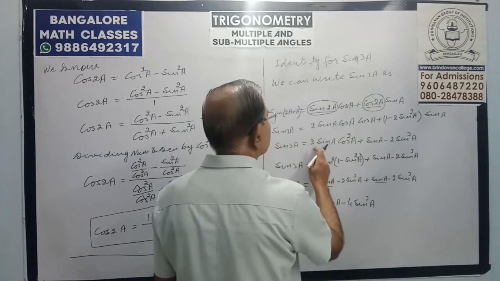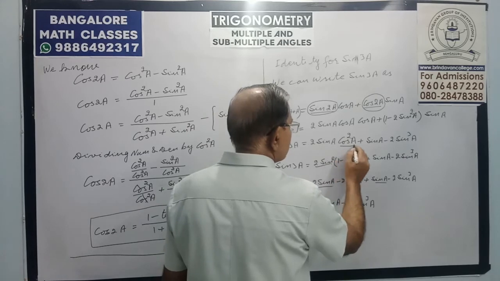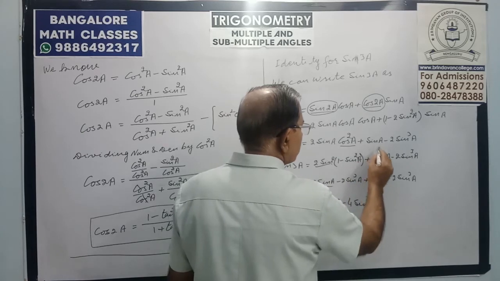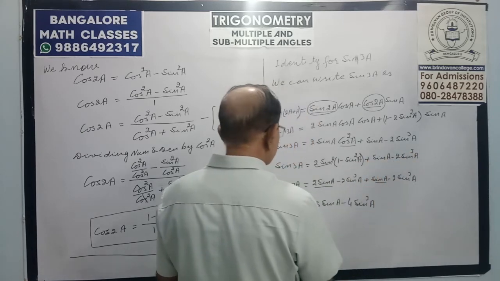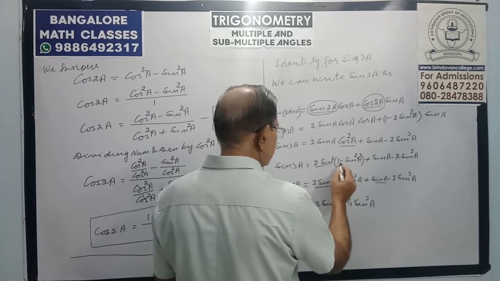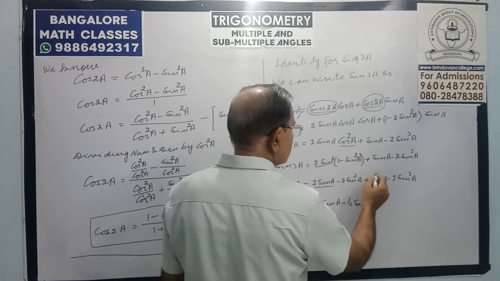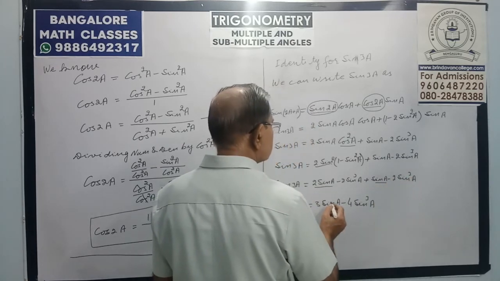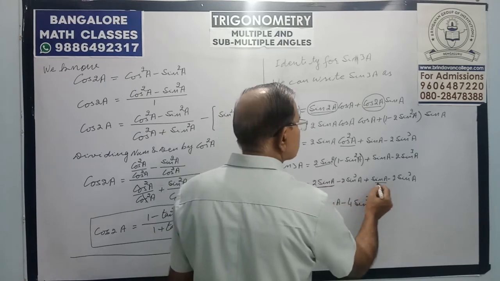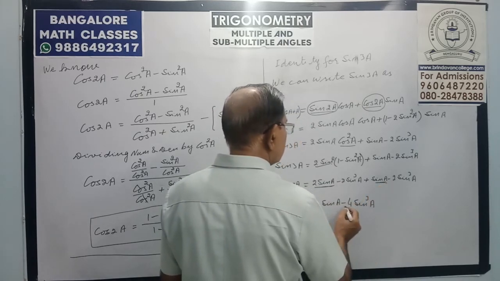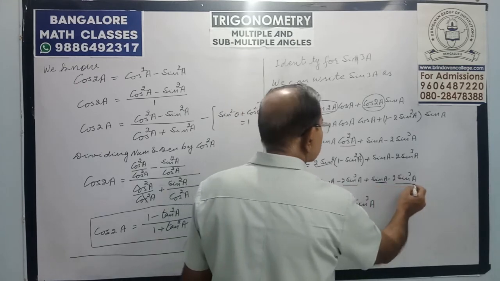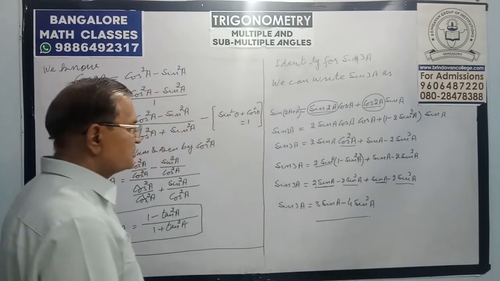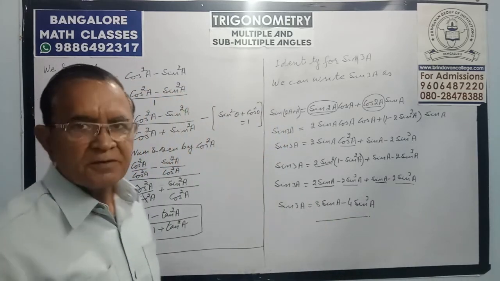Sin 3a equals 2 sin a. Change this cos square again in sine, 1 minus sin square a, plus sin a minus 2 sin cube a. Sin 3a equals, now multiply, 2 sin a minus 2 sin cube a plus sin a minus 2 sin cube a. Thus sin 3a equals 3 sin a, minus 2 minus 2, that is minus 4 sin cube a. So like that we will get sin 3a is 3 sin a minus 4 sin cube a.